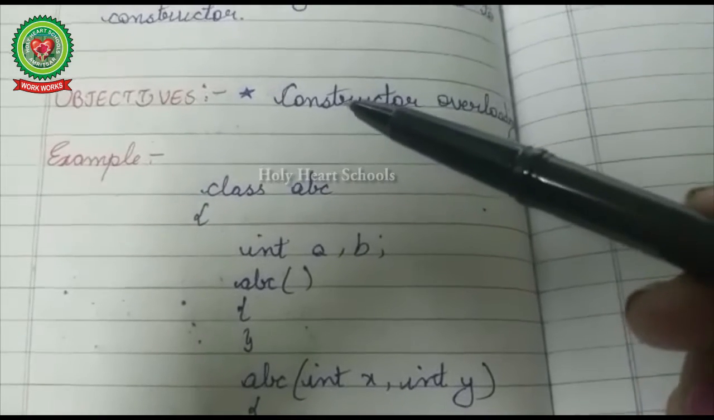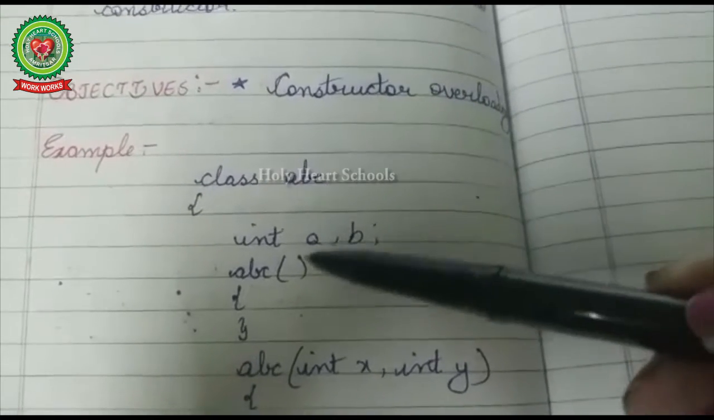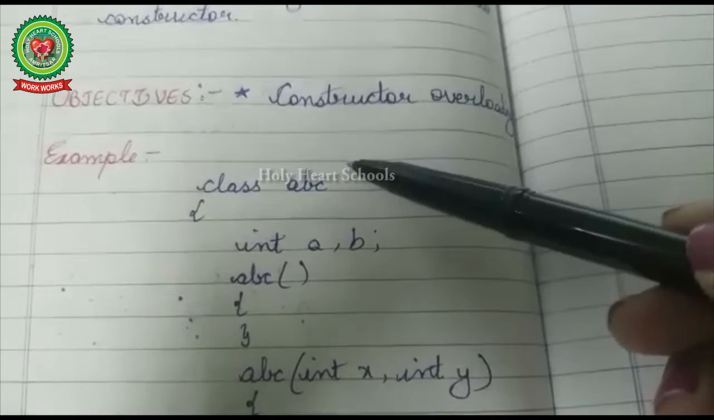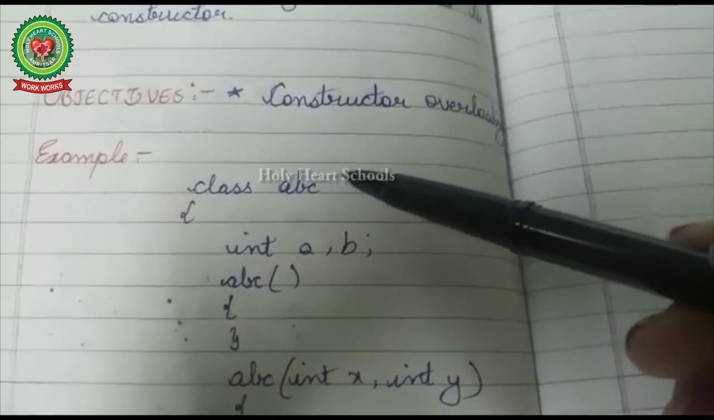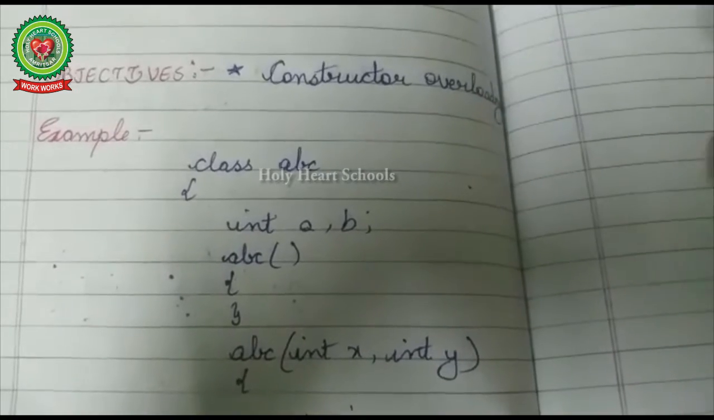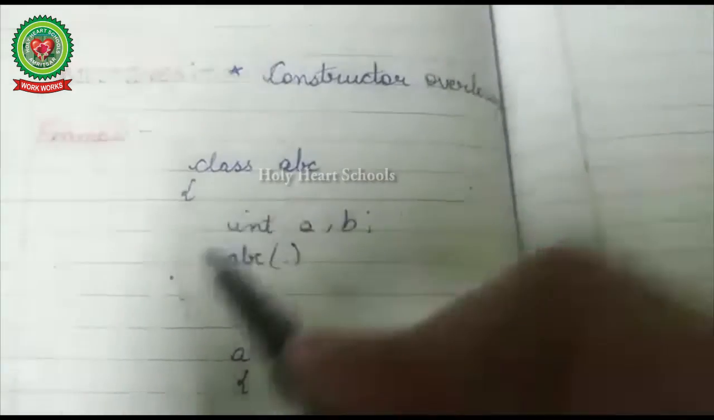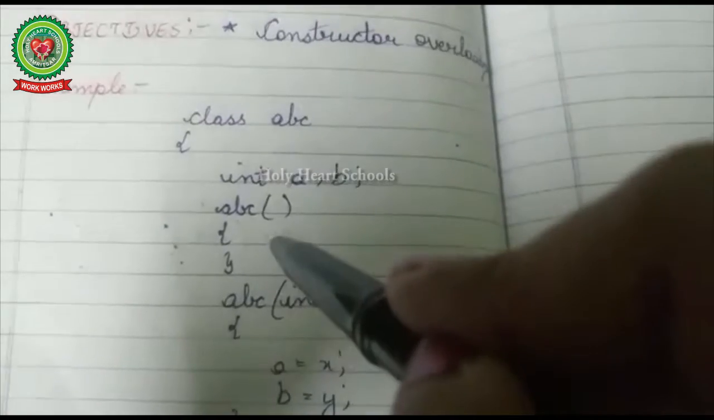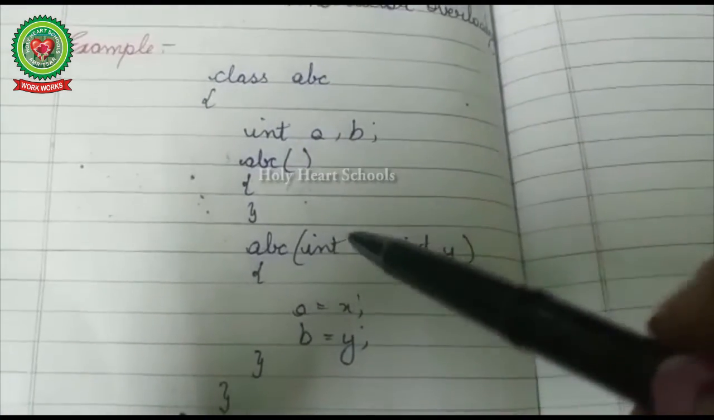Students, you know constructor. What is a constructor? A member method with the same name as that of the class. What is overloading? Overloading means having multiple constructors with the same name. Now have a look at this example.